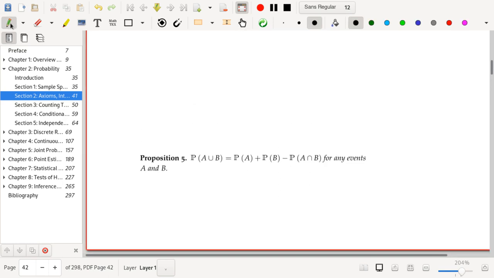So this, by the way, is generalizing more or less that third axiom, since that third axiom required disjoint events, whereas here in this proposition, we do not require just disjoint events, and the penalty that we pay for that is that we have to subtract out the probability of the intersection. Here's the thing, though. This makes perfect sense if we draw a Venn diagram.